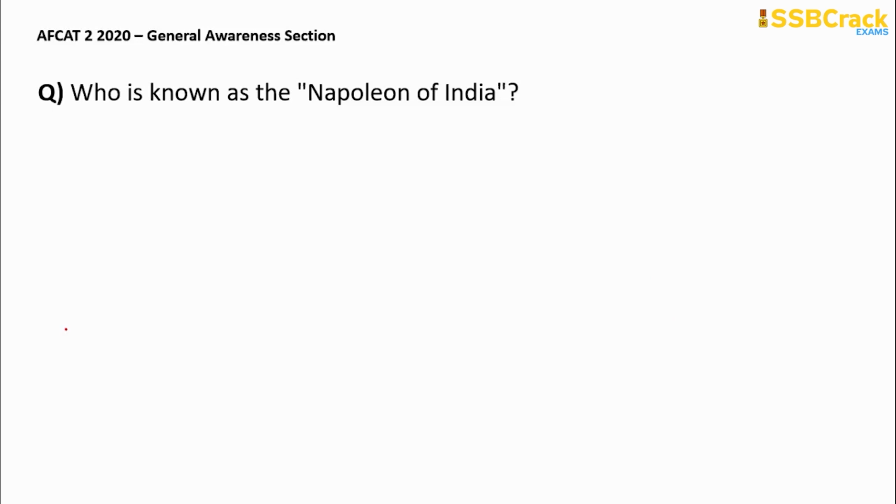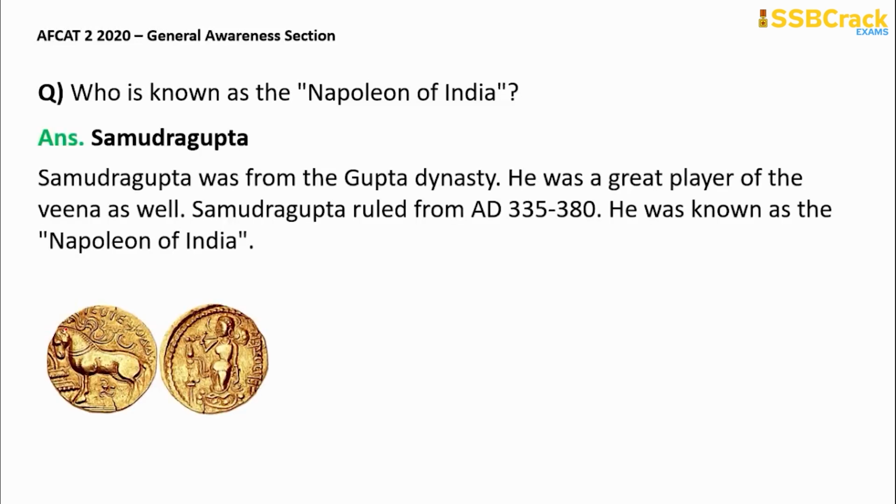So the first question is, who is known as Napoleon of India? So the correct answer for this is Samudragupta. Samudragupta is the one who is known as the Napoleon of India. He was from the Gupta dynasty and he was a great player of the Veena as well. Samudragupta ruled from 335 to 380 AD. This question is from the history portion.